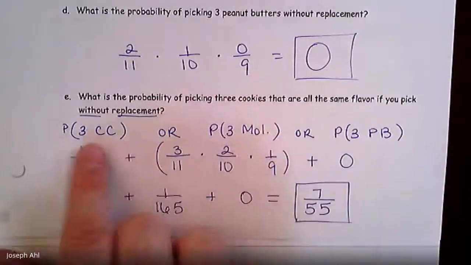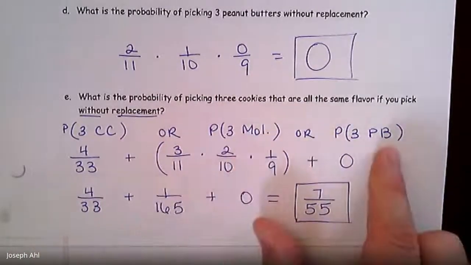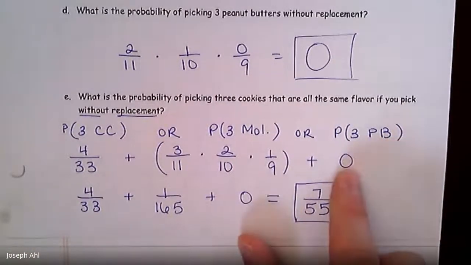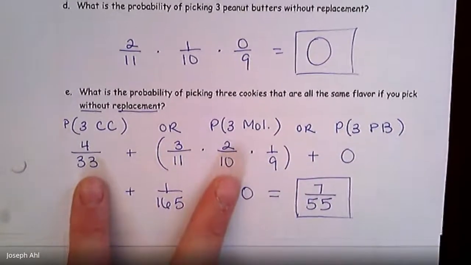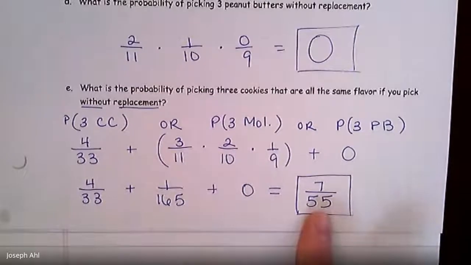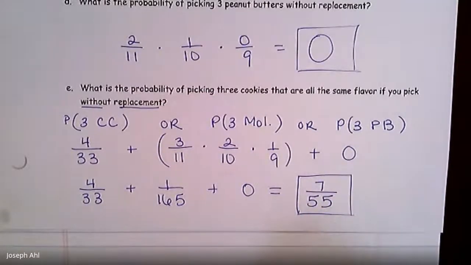This last scenario here, you just have to really be careful that if you want 3 cookies that are all the same, it could be 3 chocolate chip, 3 molasses, or 3 peanut butter. We already know 3 peanut butter. There's not a chance that will happen. But if I take these 2 cases and add them together, the total probability that you'll get 3 of the same would be 7 out of 55.